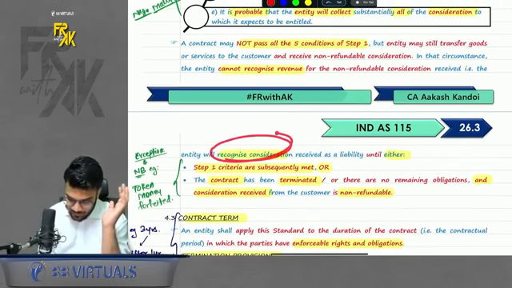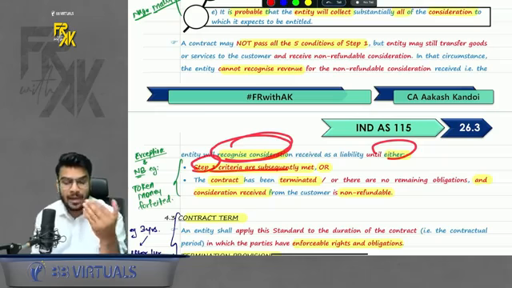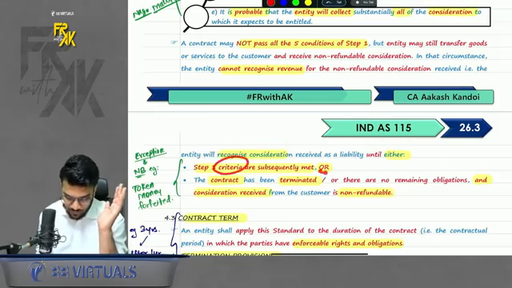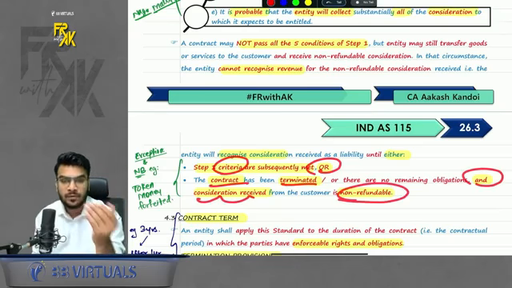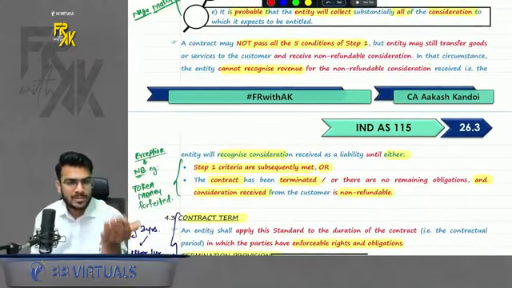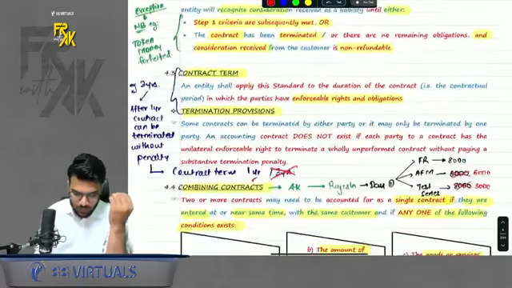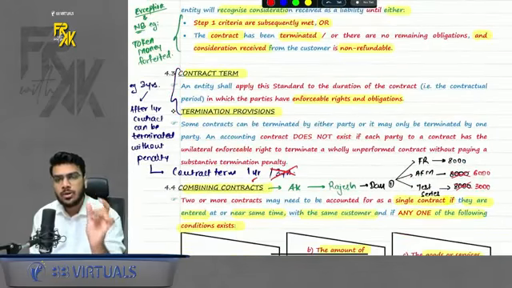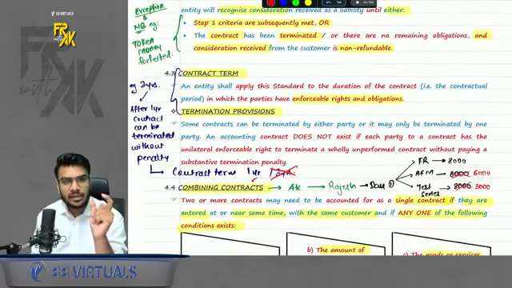You will recognize consideration either if you meet all the 5 criteria of step number 1, or the contract has been terminated and consideration received is non-refundable. Okay, so this was one example. I hope you guys are able to recall. Okay, the next point was contract term. What is the meaning of contract term? Contract term means you need to see what is the tenure of this contract.